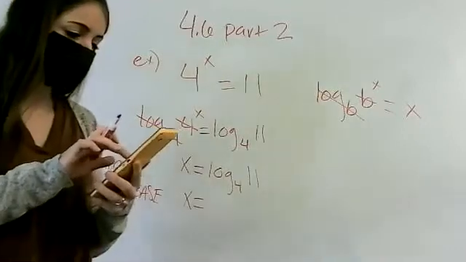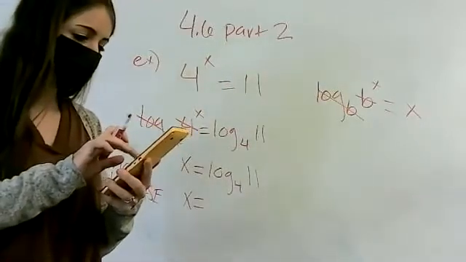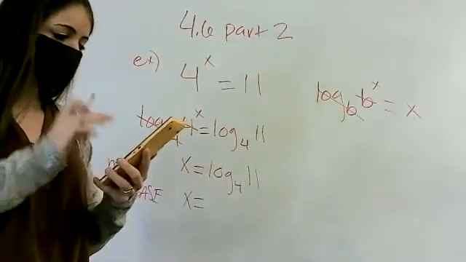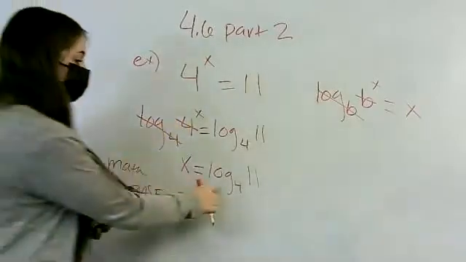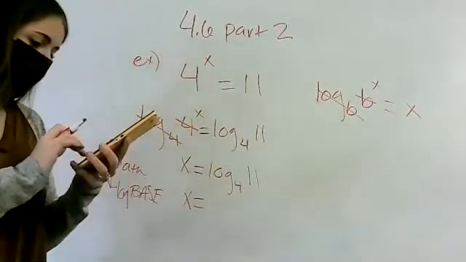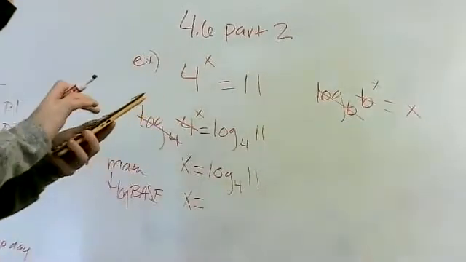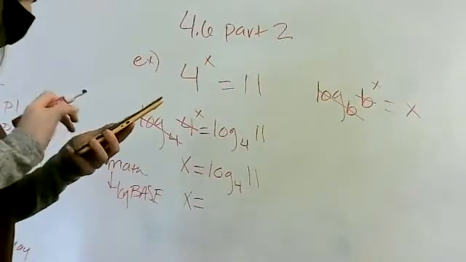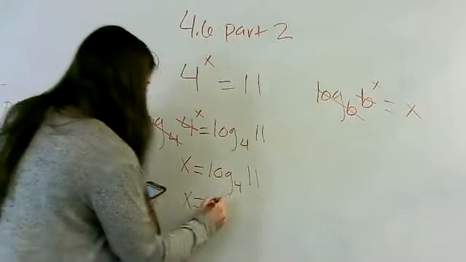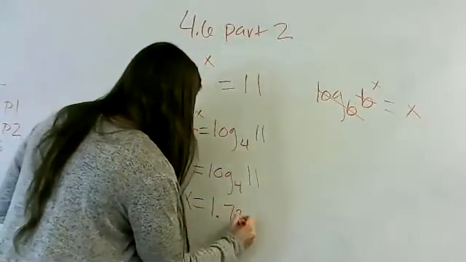This isn't required. It's okay if you leave it like this, I'm okay with it. Keep in mind, this is going to start to get really gross numbers that way. So log base 4 of 11 will be 1.729.